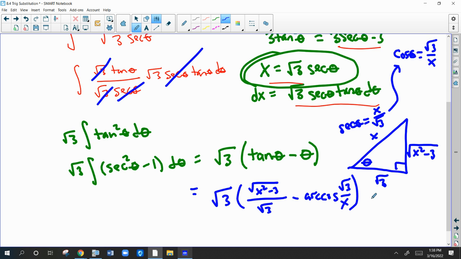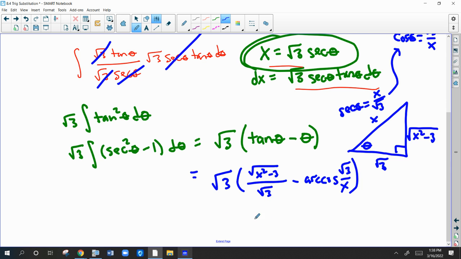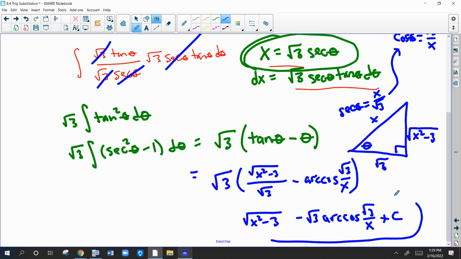And that is it. I guess I would multiply the root 3 through, but I'll leave it like that. So really cool stuff. I hope you enjoy it.